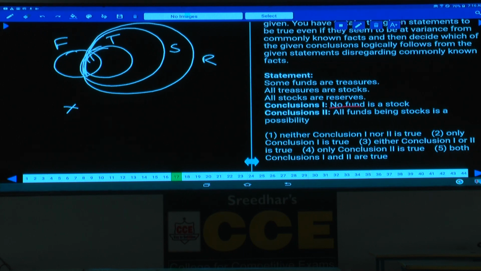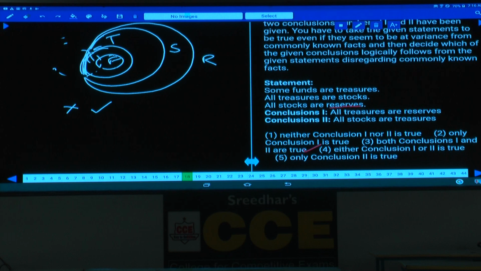And the second one is a possibility. Now, all funds are stocks is a possibility. Yes, tell me whether it is possible or not. As all the statements are affirmative, we can draw a single diagram, or else you can draw your fund like this, isn't it? Hence, all funds are stocks is possible. Hence, what is your answer here? Only 2 follows, that is given in choice 4. Question number 17, choice 4.